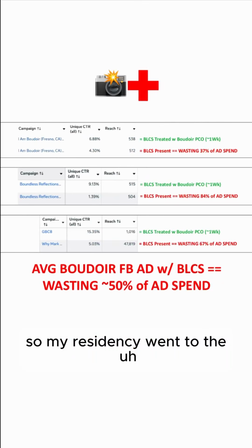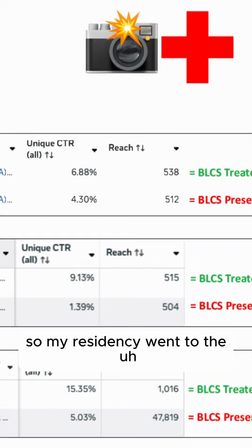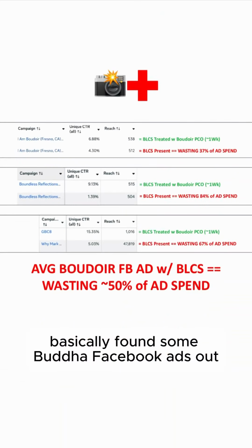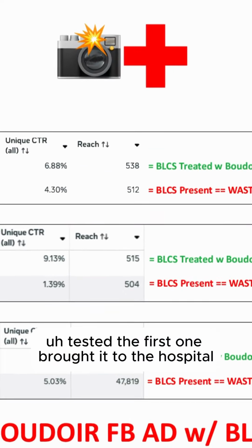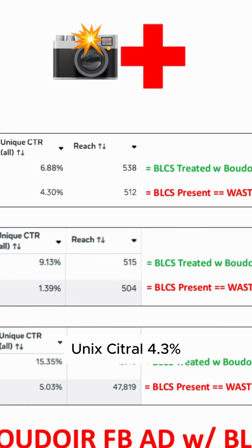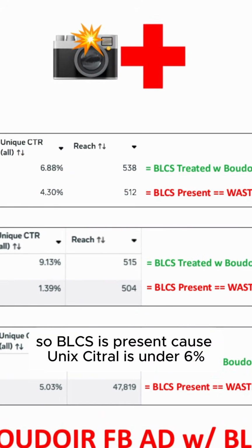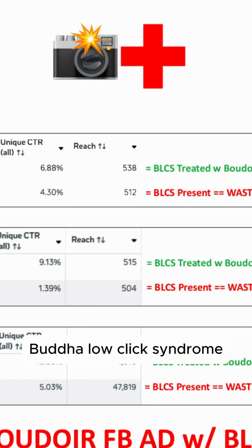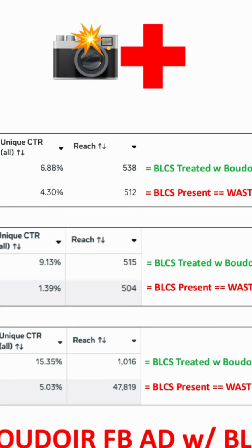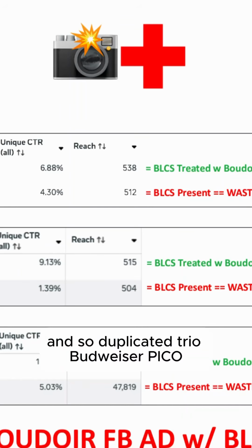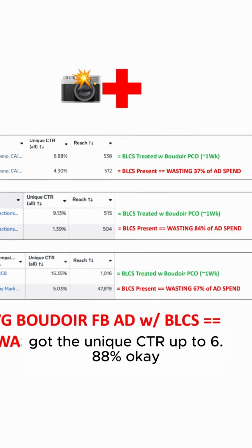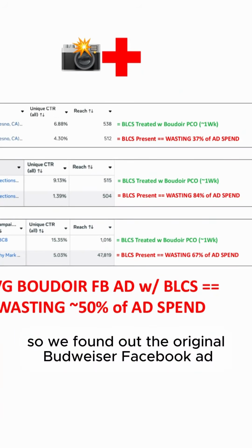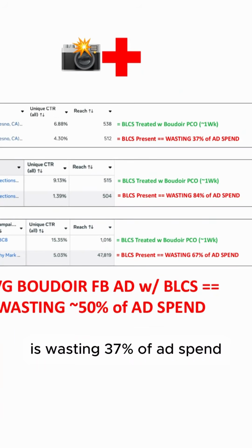So my residency, I basically found some Boudoir Facebook ads out in the wild. Tested the first one, brought it to the hospital. Unique CTR all 4.3%. So BLCS is present because unique CTR all is under 6%. Boudoir low click syndrome. And so we duplicated it, treated with Boudoir Pico, got the unique CTR all up to 6.88%. Okay, so we found out the original Boudoir Facebook ad was wasting 37% of ad spend.